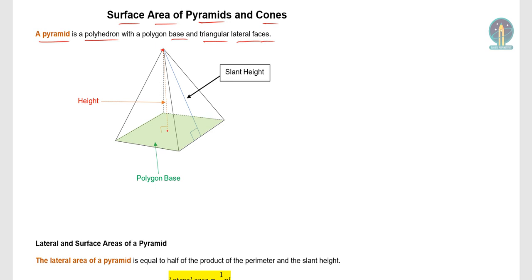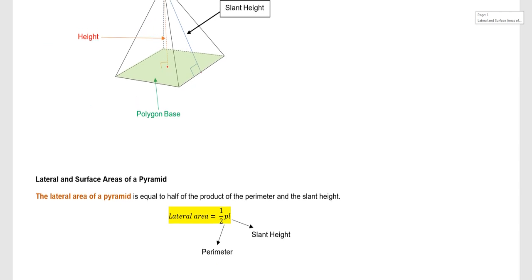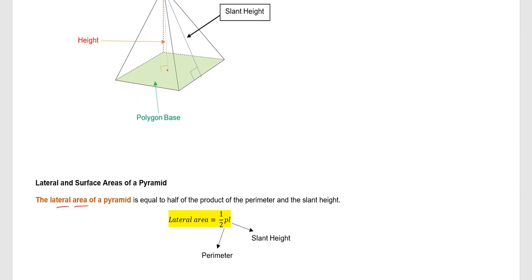And then we have the slant height, which is from one of the sides of the base and goes on one of the faces up to the vertex. Okay, so the height is different from slant height. Now, finding the lateral area of the pyramid requires finding the perimeter of the base and then multiplying by the slant height. So it's perimeter of base times the slant height.